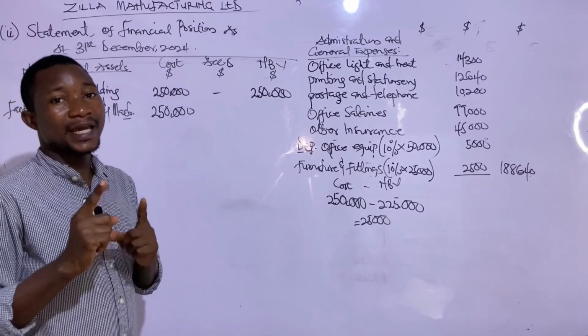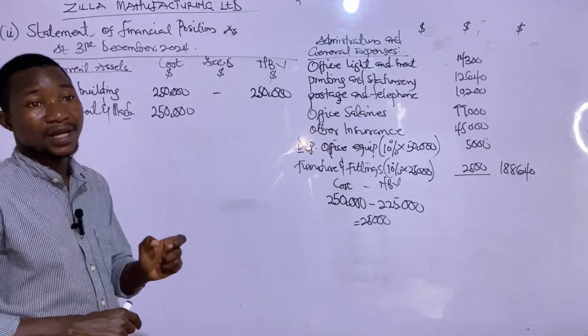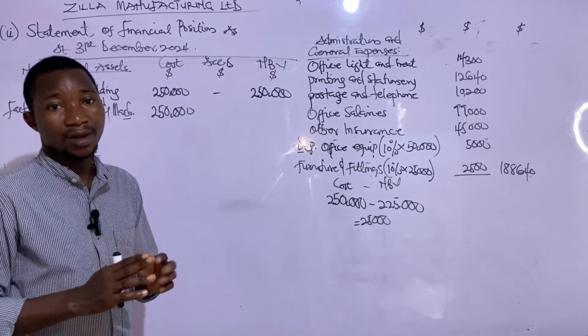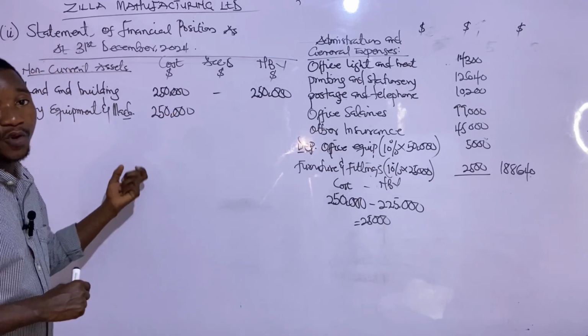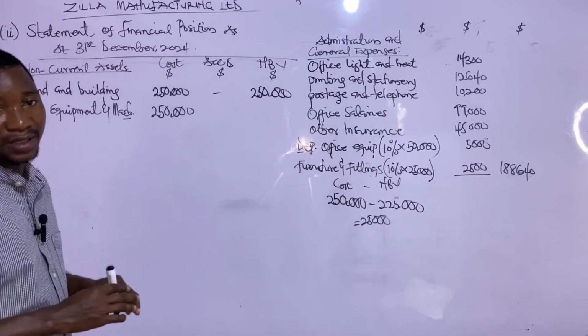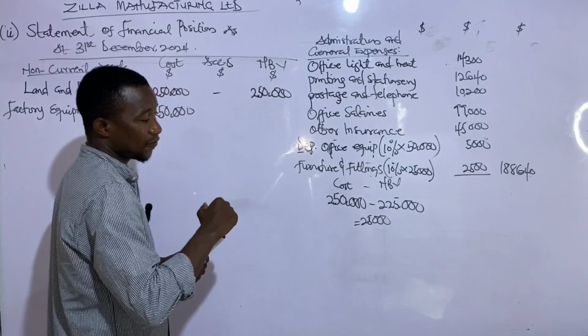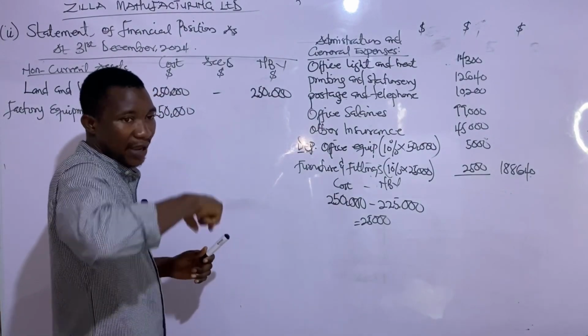But remember, in the current year we are working with, we've calculated depreciation on the factory equipment and machinery. That was under the factory overheads when we were preparing the manufacturing accounts. So we worked 10% on the cost and we had 25,000. We worked 10% on this and we had 25,000 as the current depreciation.